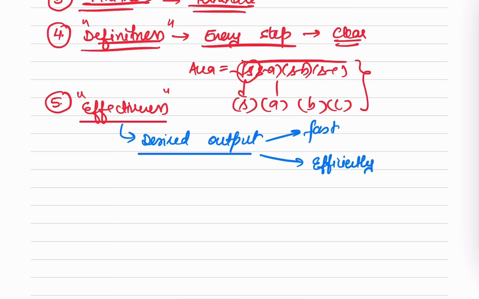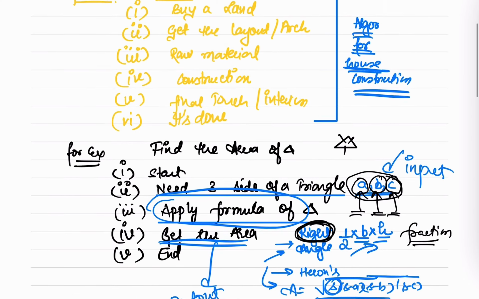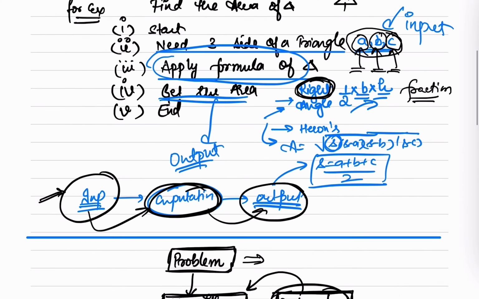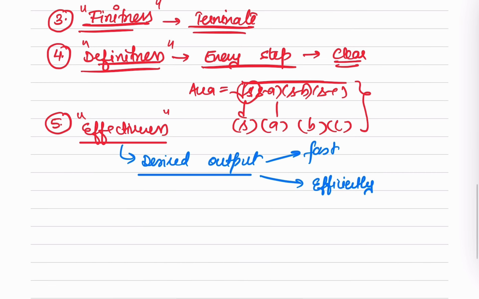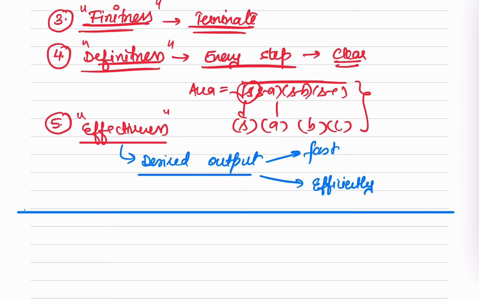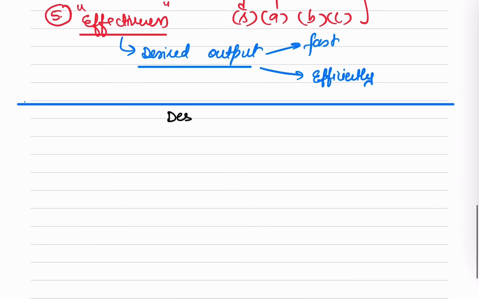So let me make it simple and subtle. What is an algorithm? An algorithm is nothing but a step-by-step way of solving a problem. And we have seen the properties of an algorithm. While going to the next video, let me also introduce you to the next two terminologies. So I say design and analysis of algorithm.